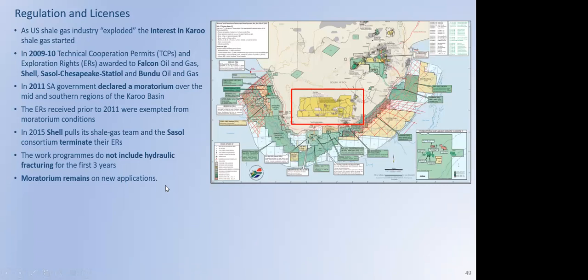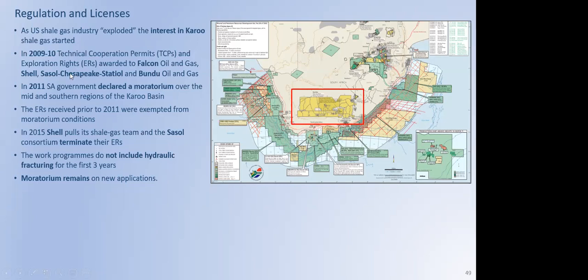So a word on licenses. Interest in the Karoo was kicked off following the US shale gas industry when it exploded. And licenses: TCP's cooperation permits were signed with Falcon and with Shell. The Sasol Chesapeake Statoil venture was up here, and then Bundu. A moratorium was declared over the southern and mid regions, and further exemptions were put on it. Shell pulled out its team; it still has its license. Sasol and Chesapeake terminated their position.